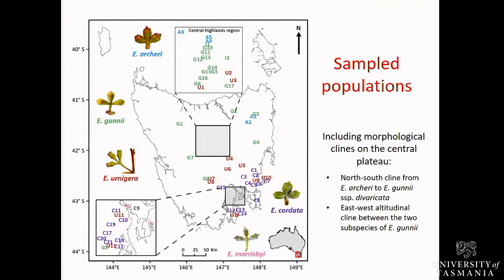So we sampled populations from across the distribution of these taxa. We particularly concentrated on the Central Plateau region, following the clines that link Eucalyptus archeri and gunnii. So archeri in the north, down into Eucalyptus gunnii subspecies divaricata, which you'll meet on the field trip later this week. That's from the green morphology of the stems and leaves down into the glaucous morphology in subspecies divaricata down that latitudinal cline, and then a roughly east-west cline that links subspecies divaricata and subspecies gunnii, that is an altitudinal cline.